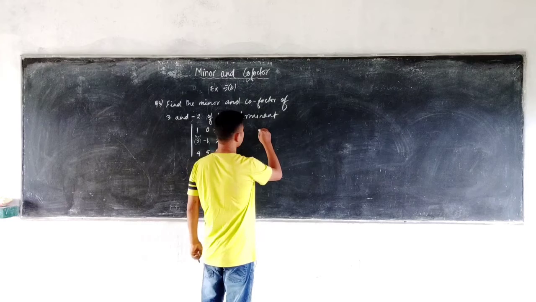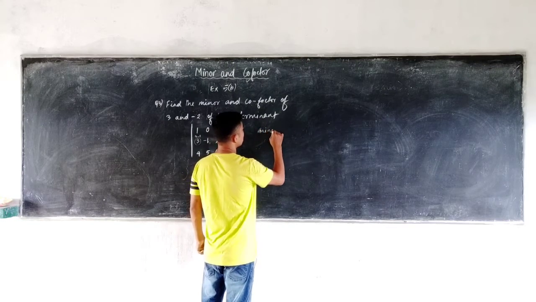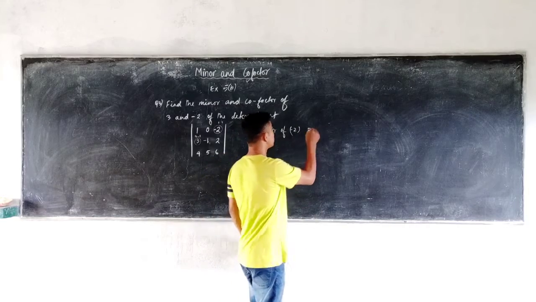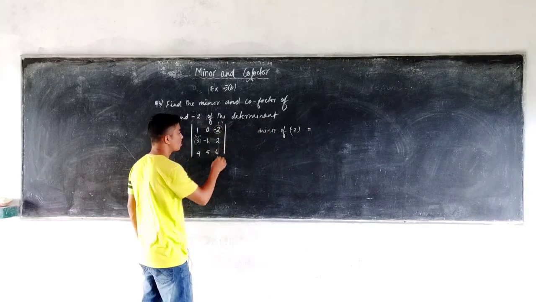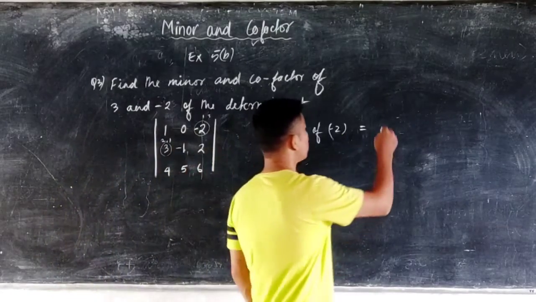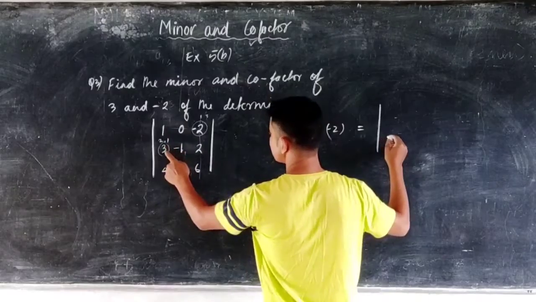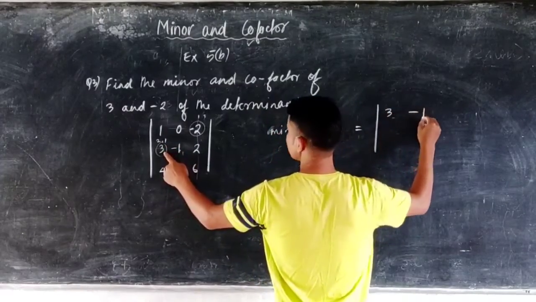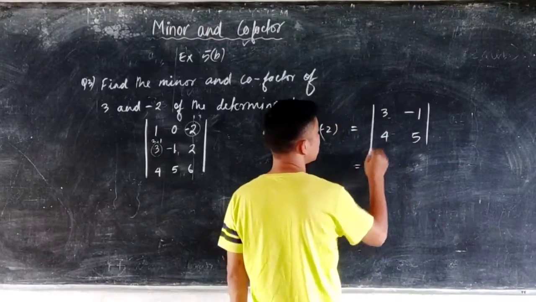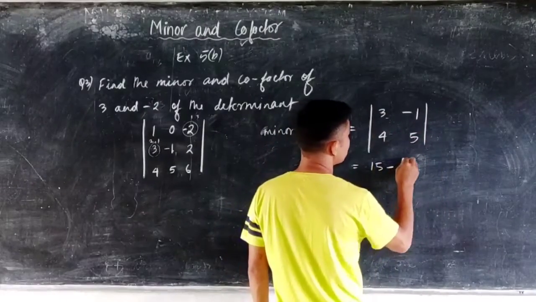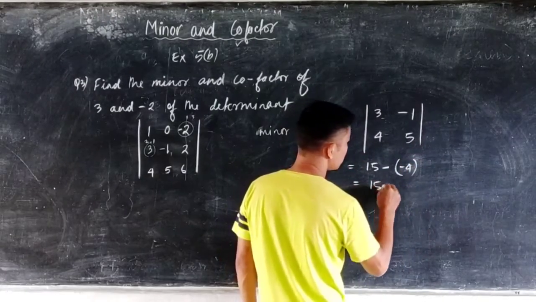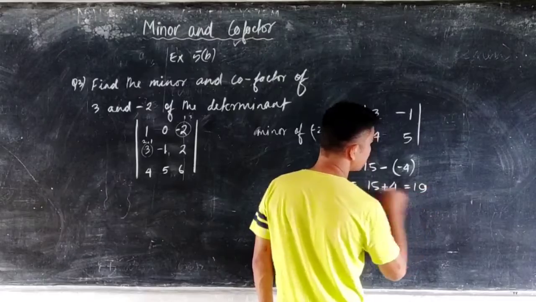Now coming to the minor. The minor of minus 2 is simply obtained by eliminating the row and the column that minus 2 belongs to. I obtain the determinant 3, minus 1, 4 and 5. The value is 3 times 5, which is 15, minus 4 times minus 1, which is minus 4. So it would be 15 plus 4, which gives us 19.